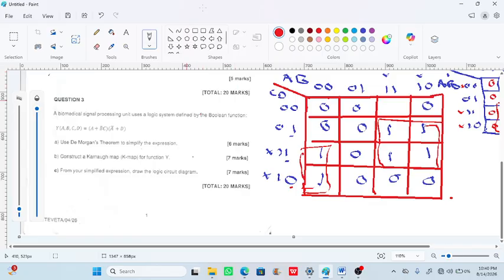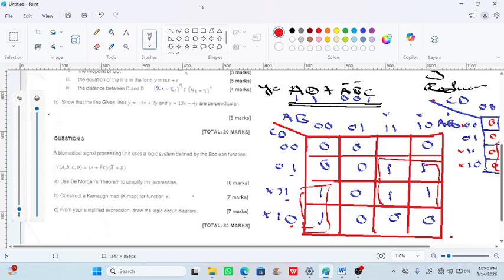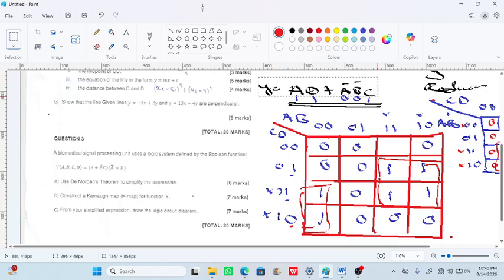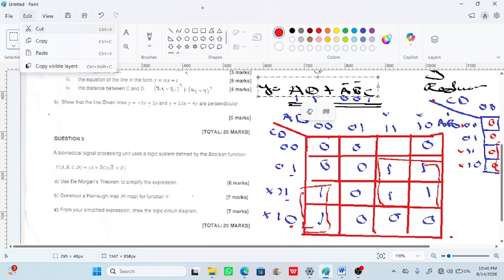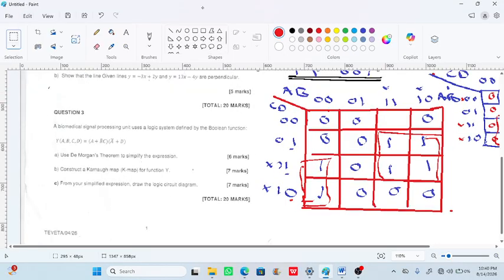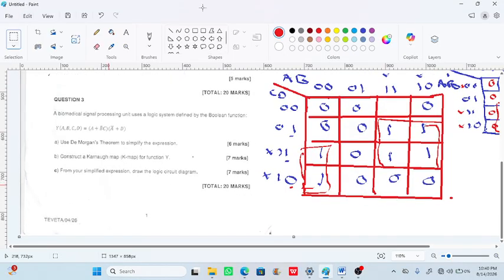Okay, so the function we have is y. Let me just try to copy it. Okay, so this is our function there. I'll copy the function and paste it from here. Now, with this function here, what are we going to do? They want us to come up with the logic circuit. So we have y is equal to AD, so this is our A, this is our D.